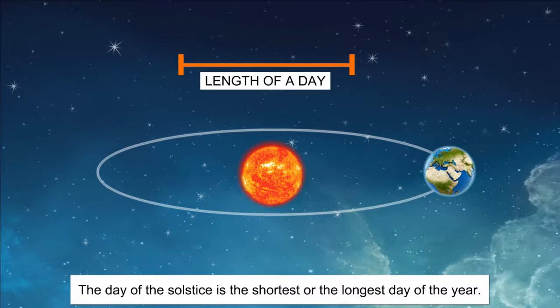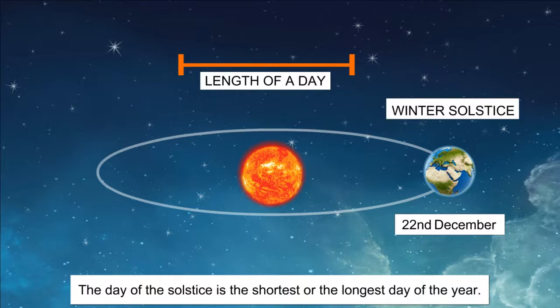Days in winter continue to shrink until 22nd December in the Northern Hemisphere. This is the shortest day of the year in the Northern Hemisphere. It is known as the winter solstice. The length of the day begins to slowly increase after the winter solstice.